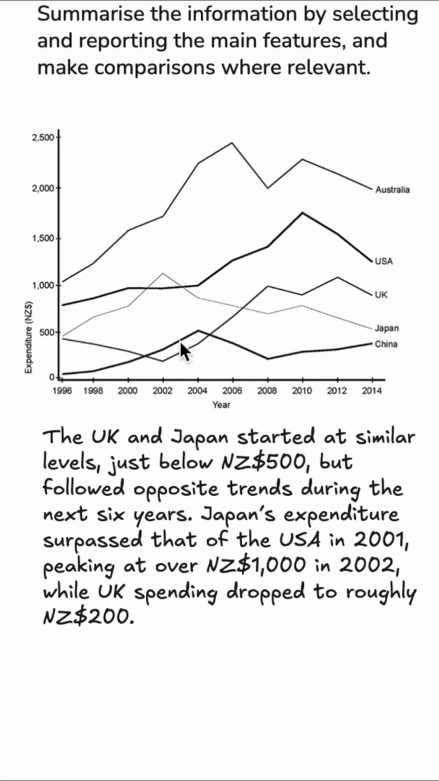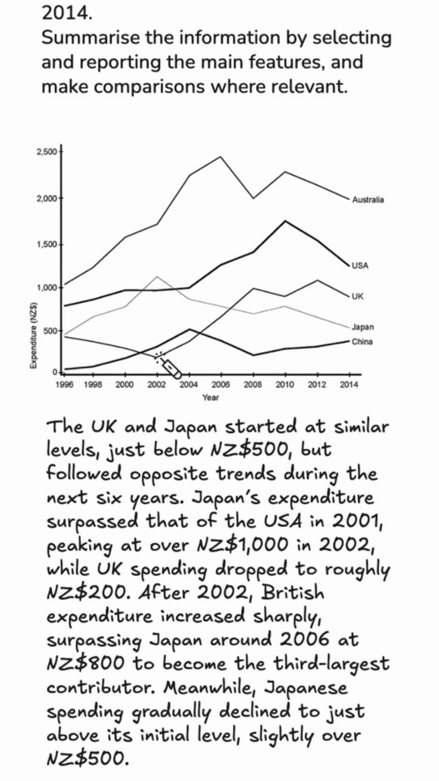Japan's expenditure surpassed that of the USA in 2001, peaking at over $100 in 2002, while UK spending dropped to roughly $200. After 2002, British expenditure increased sharply, surpassing Japan around 2006 at $800 to become the third largest contributor. Meanwhile, Japanese spending gradually declined to just above its initial level, slightly over $500.